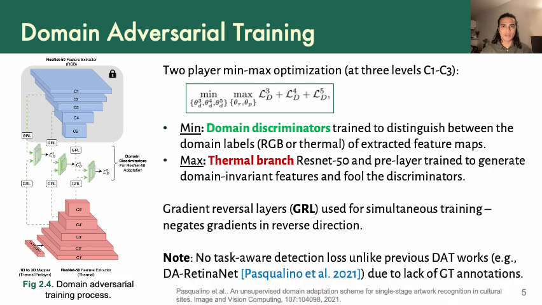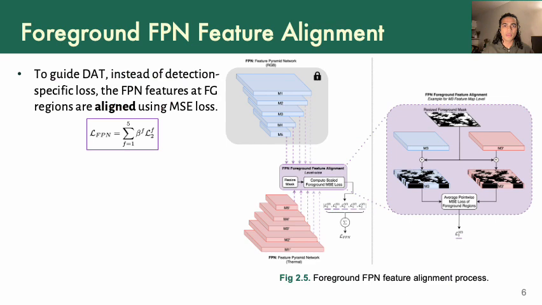Unlike previous domain adversarial training works, we don't include any task-aware detection loss since we don't have any ground truth annotations. Instead, foreground FPN feature alignment is used to guide the adaptation during training. The figure on the right here demonstrates this process for the M3 level as an example, and here you can see that the same mask is applied to both of the feature maps, and then straightforward MSE loss is computed at only the foreground regions. The total loss is then the sum of this value over all 5 levels of the FPN.